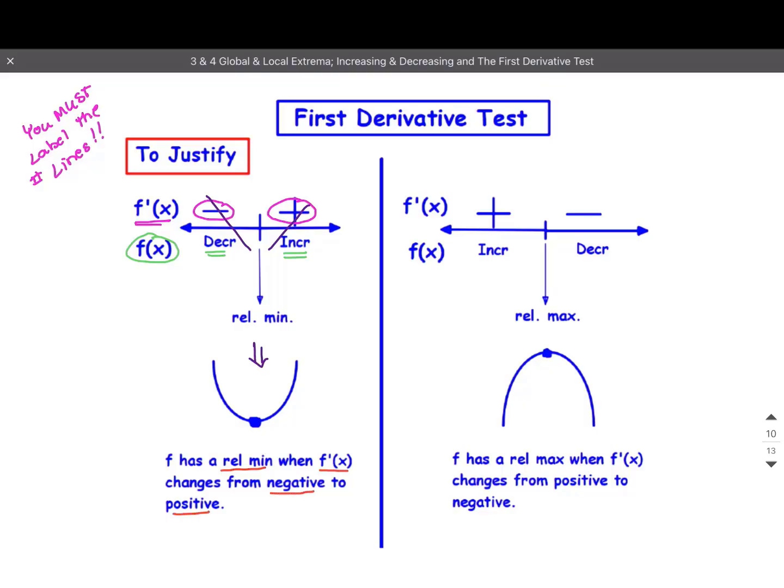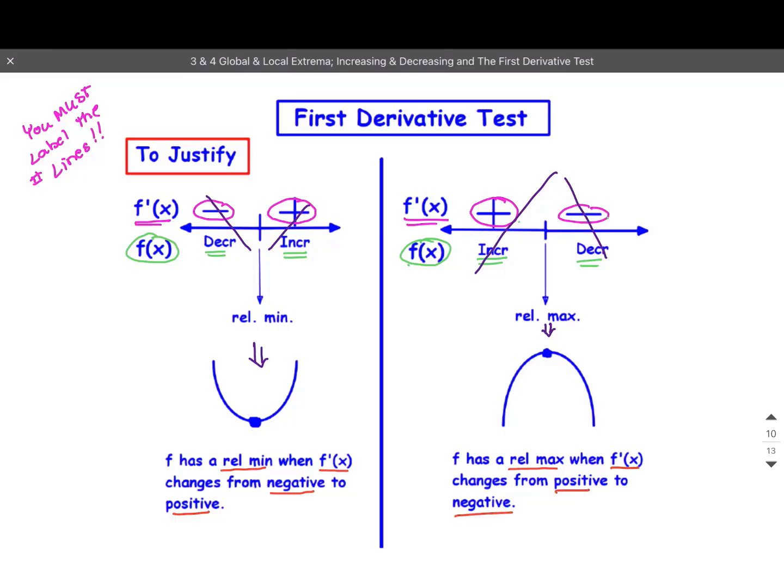Okay, let's take a look at the other example here. So again, my top is labeled f prime of x. I show that the derivative is positive and then it's negative. Well, the bottom is going to be for my function. If my derivative is positive, my function's increasing. When my derivative is negative, my function is decreasing. And it makes sense that if we increase and then decrease, we have a relative maximum. So we would write f has a relative max when f prime of x changes from positive to negative.